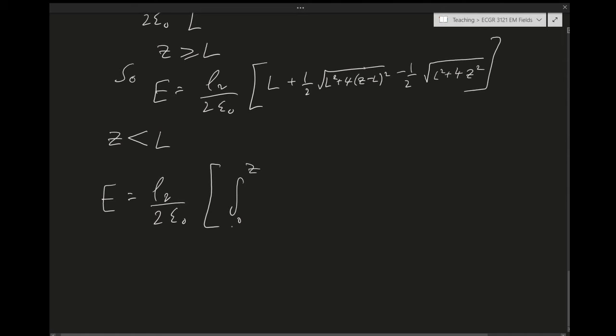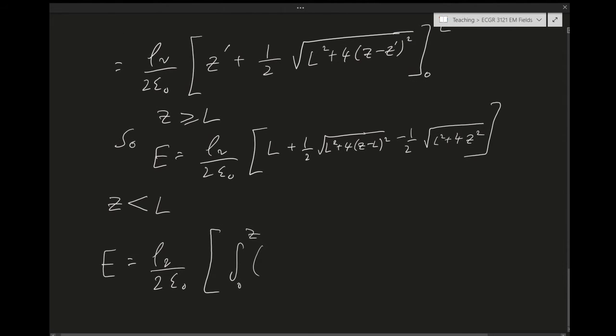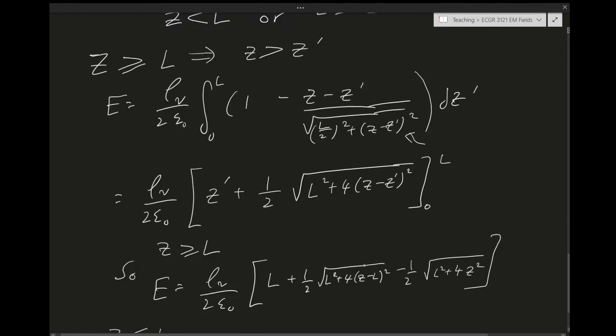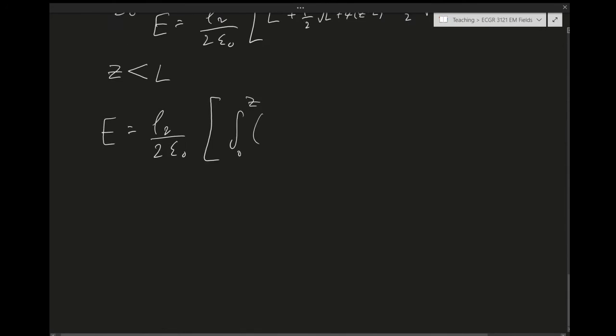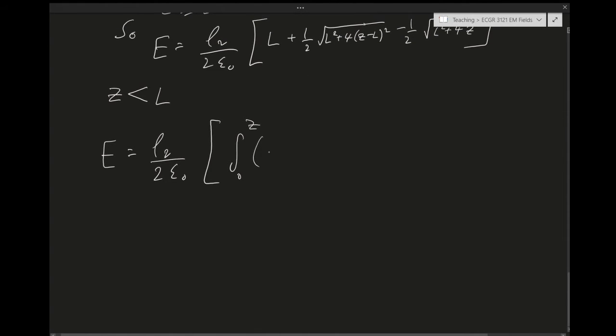As z prime is going from 0 to z, in that region, what happens? Z is larger than z prime. Z is larger than z prime. So this whole thing is going to go to 1. So I end up with 1 minus z prime over the square root of (L over 2) squared plus (z minus z prime) squared, right? Dz prime.